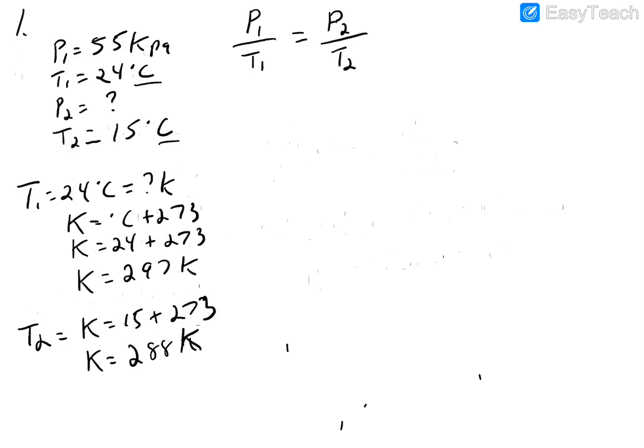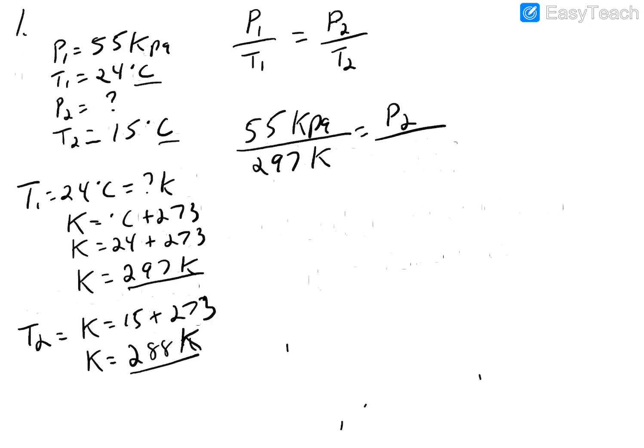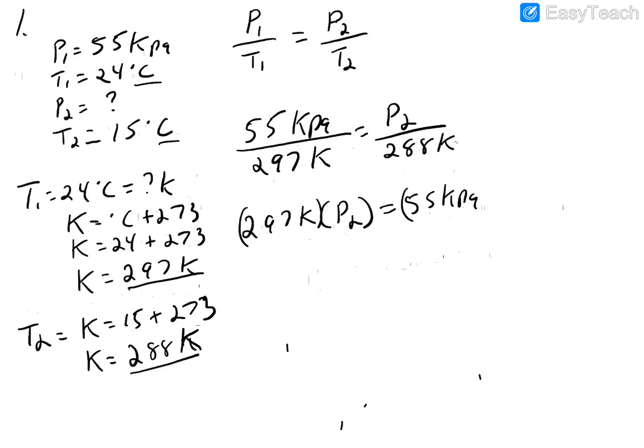So let's plug this in. P1 is 55 kPa over T1, which we did right here, 297 K. And that's going to equal our P2, which we don't know, divided by our T2, which is right here, 288 K. We cross multiply, you get 297 K times P2 equals 55 kPa times 288 K. And you solve for P2.